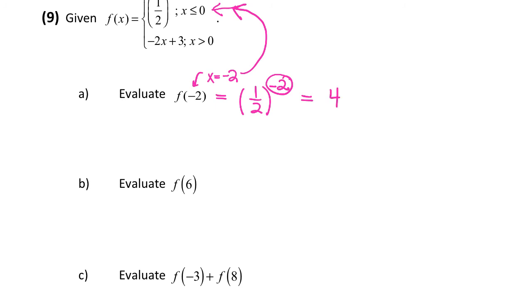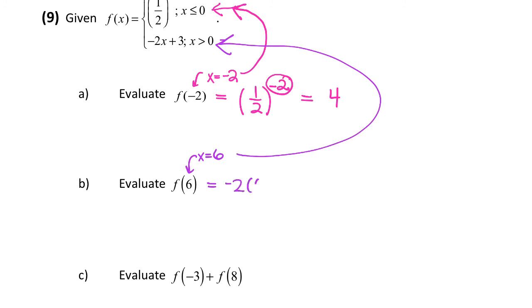For b, we have f of 6. This is when x is equal to 6. This time, since 6 is, I'm going to use my arrows, come all the way around here. 6 is greater than 0, so we're going to use this piece of the function. This is going to equal negative 2 times 6 plus 3, which is going to be negative 9.